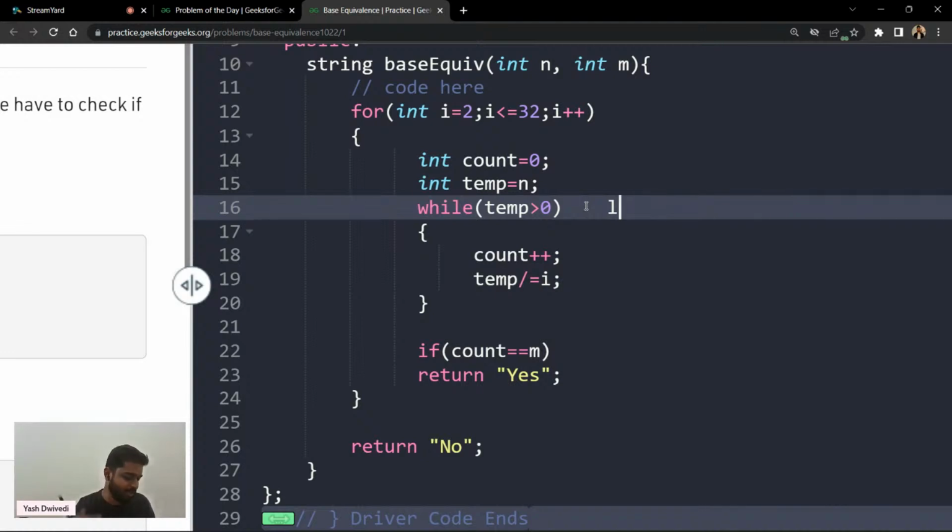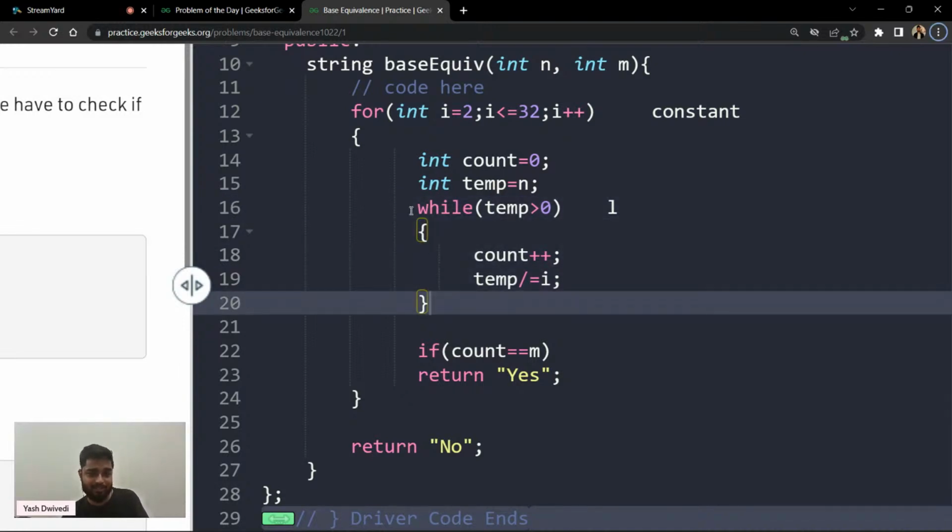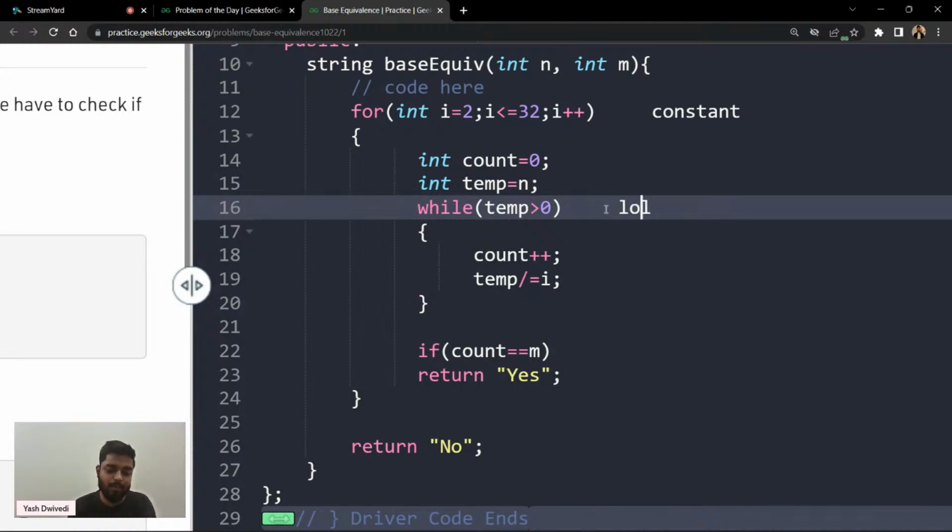Whenever you divide a number, it is not order of n, because you're not dealing with an array or n elements. So Joel, it will not be order of n. This particular loop is a constant time complexity, because I'm iterating over a certain set of values, from 2 to 32. And whenever you're dividing something, mark my words, the complexity becomes logarithmic of n. Log n, or log I, whatever, but it is basically logarithmic in nature. Is that clear to everyone?